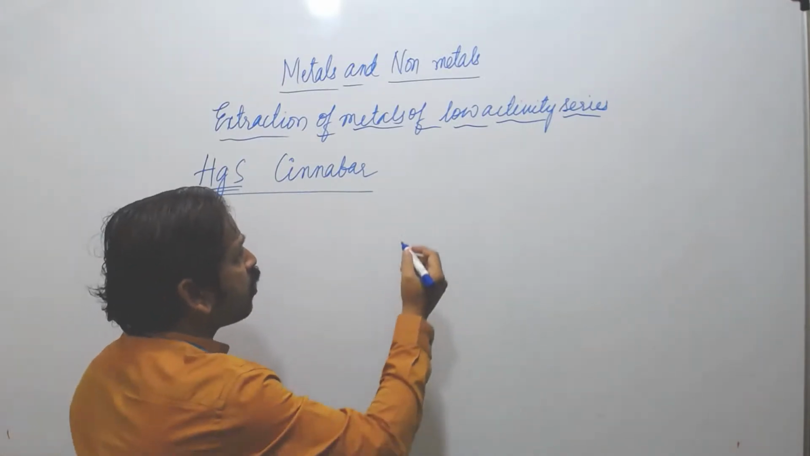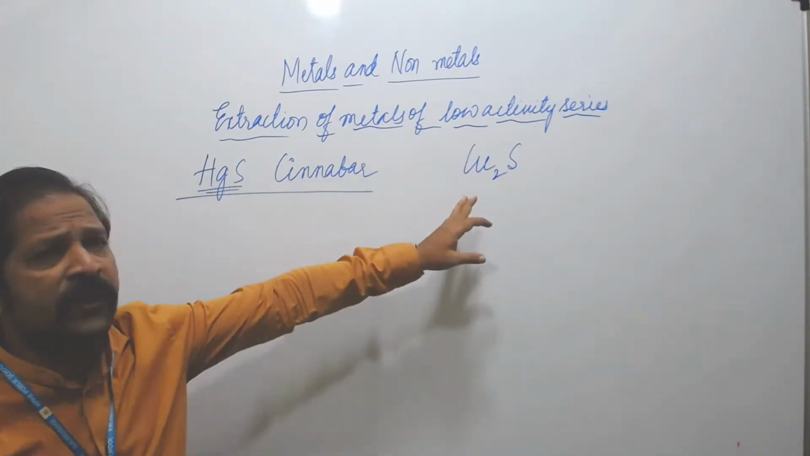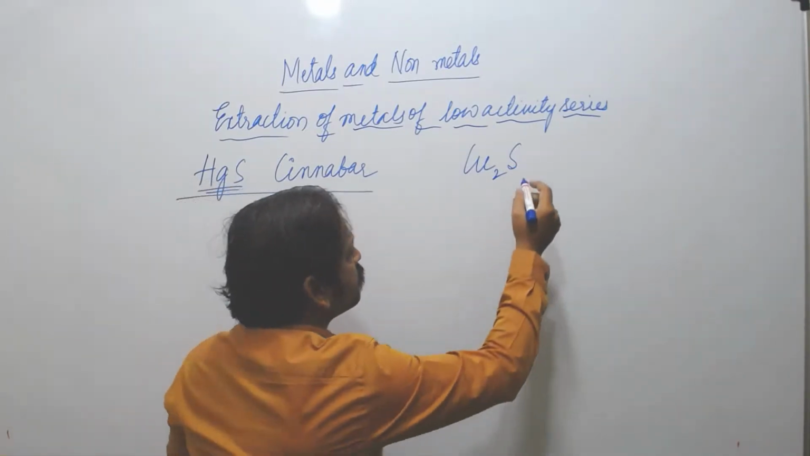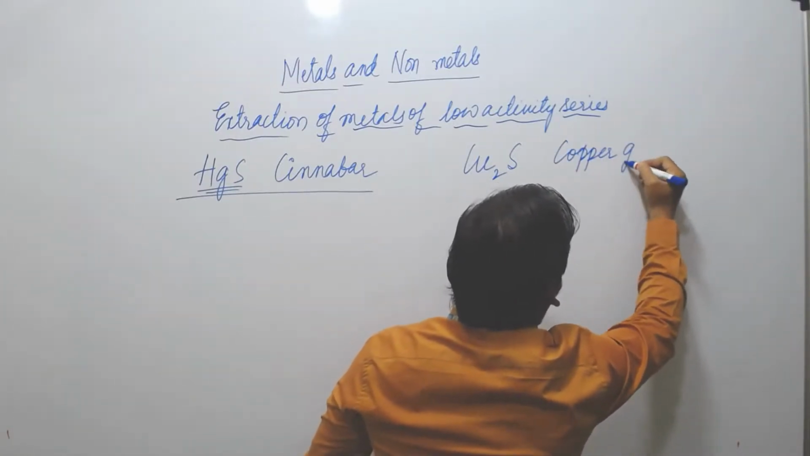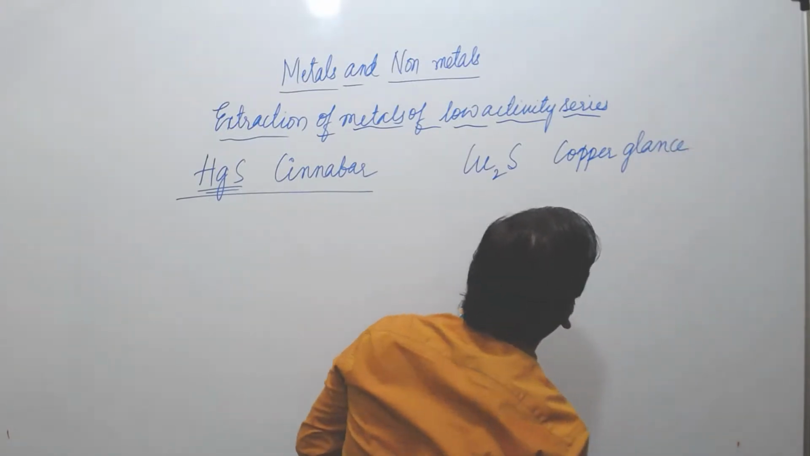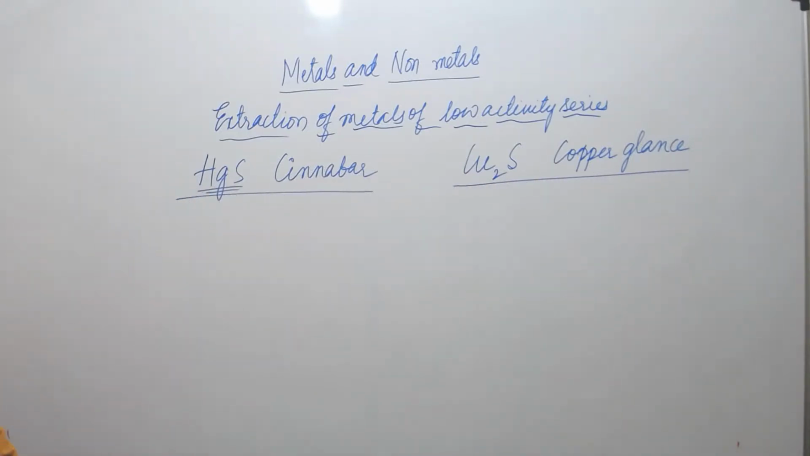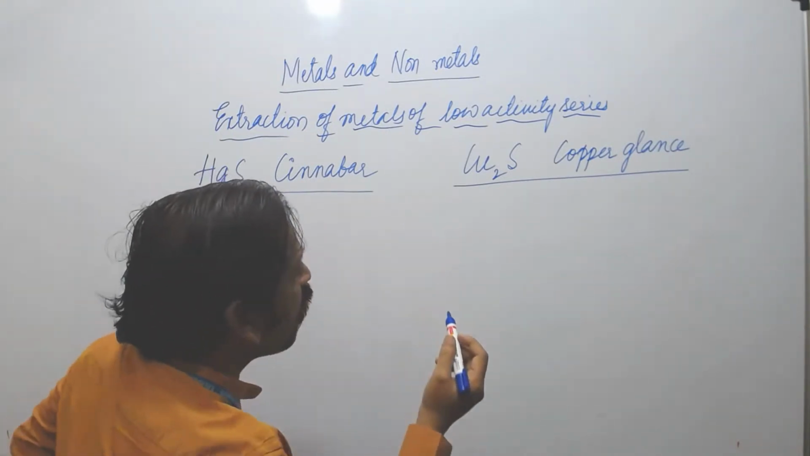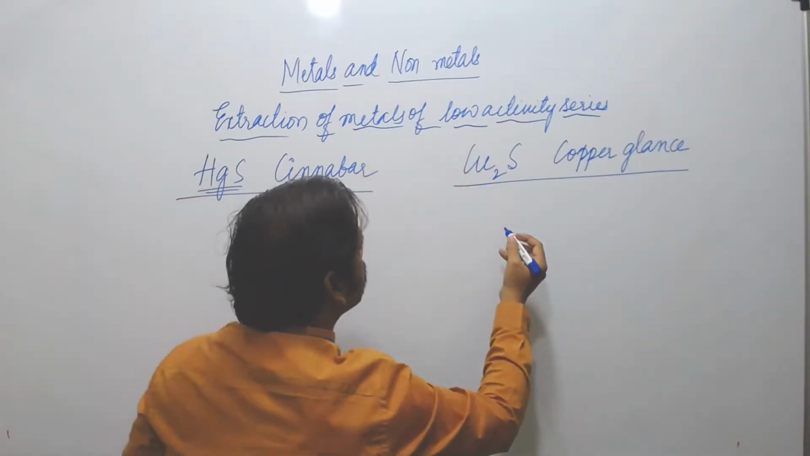One more ore: it is copper 1 sulfide, Cu2S. It is also called copper glance. Yes, cinnabar and copper glance. These are the two ores of low activity series metals.